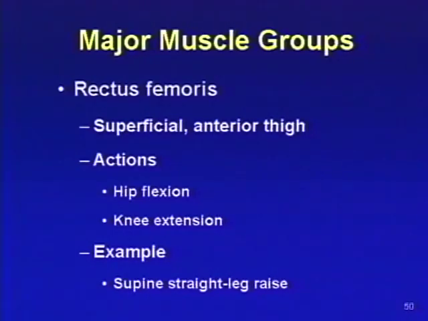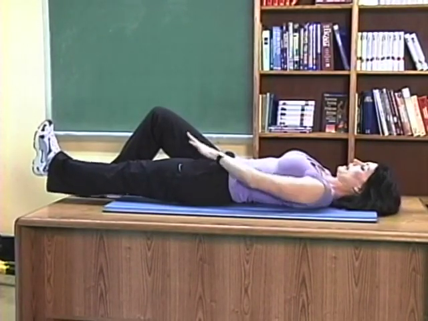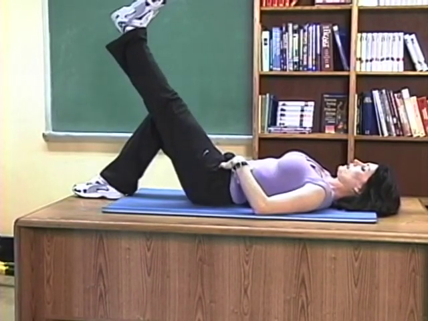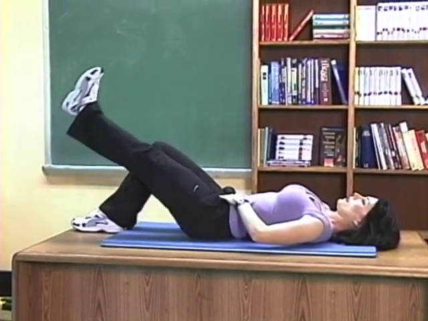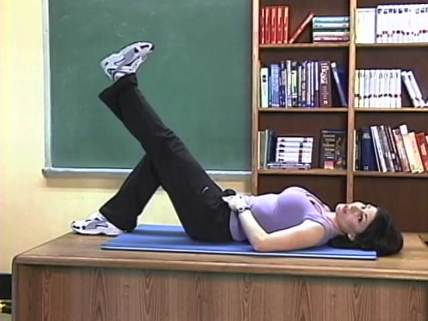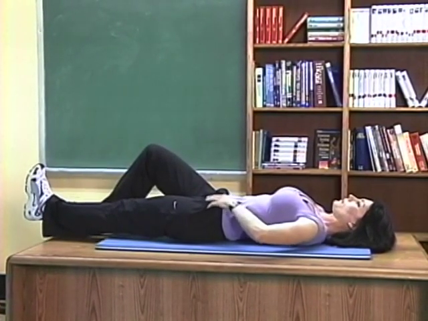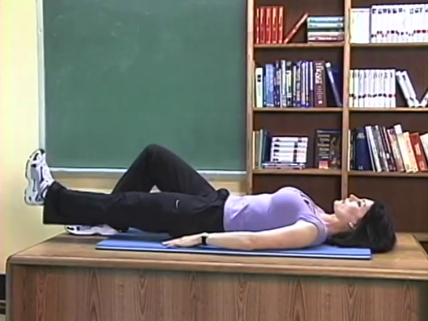An exercise example that calls into play the rectus femoris would be a supine leg raise. So a supine leg raise involves keeping the legs straight and lifting, promoting hip flexion and knee extension. Now obviously other muscles are involved in this action, but the rectus femoris is definitely called into action because the knee is extended during hip flexion.